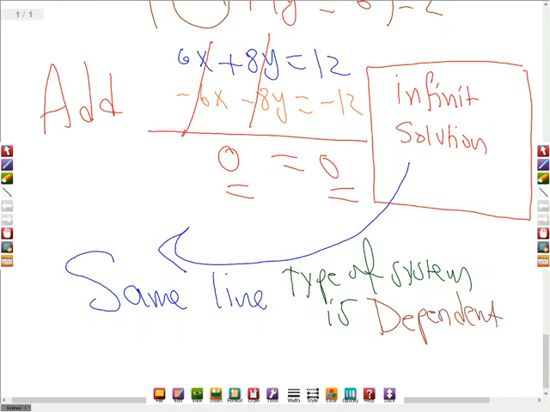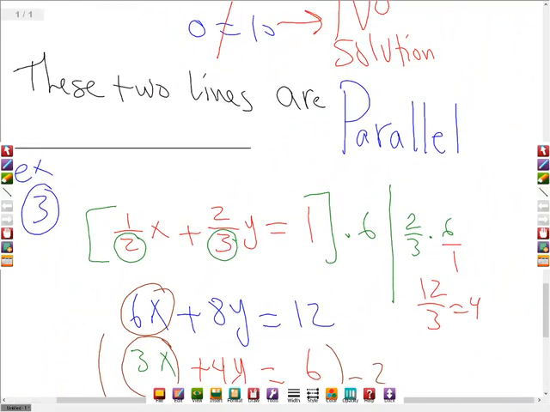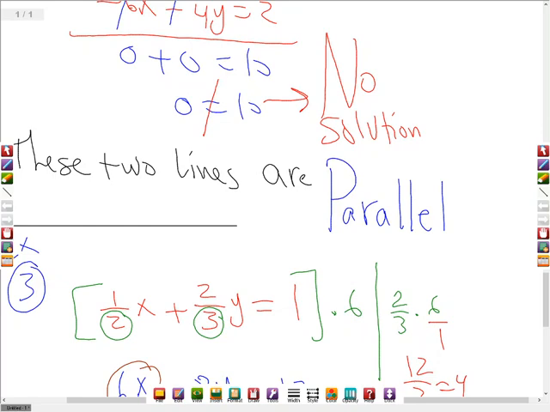Let us go back. The only name we need to know is when we have two parallel lines with no solution. Let me go back to this one before I leave you alone. When I have no solution and parallel lines, what do we call this? Inconsistent.